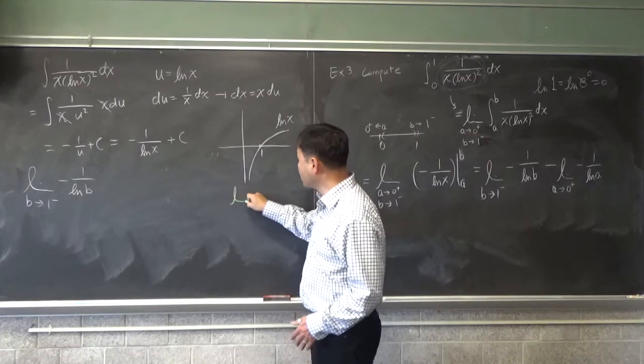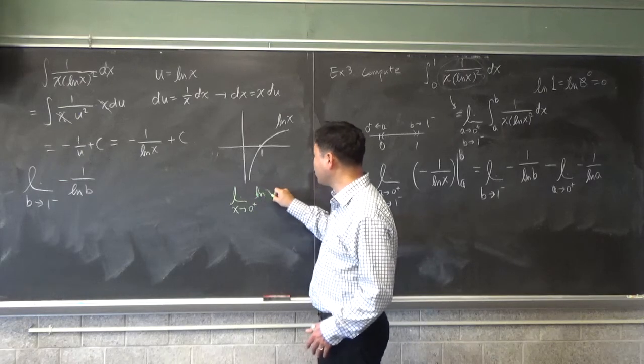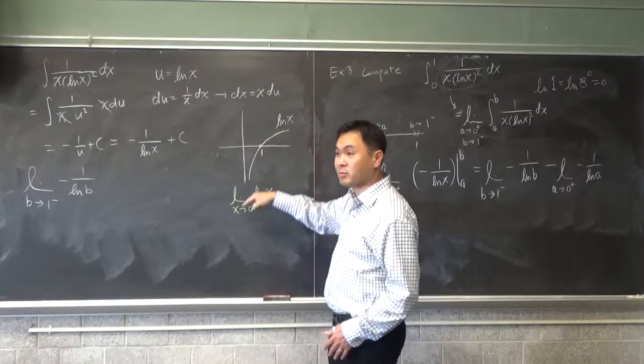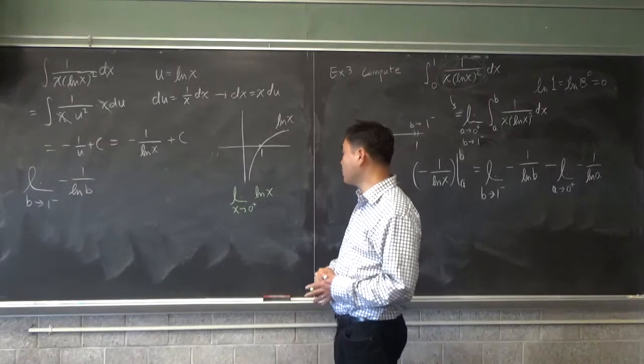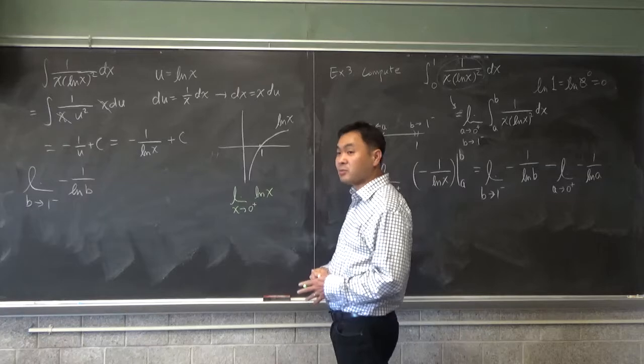And then, as you take the limit x going to 0 plus of ln of x, according to this graph, what happens? What's this value when you take x to 0 plus? It'll be negative infinity, right?